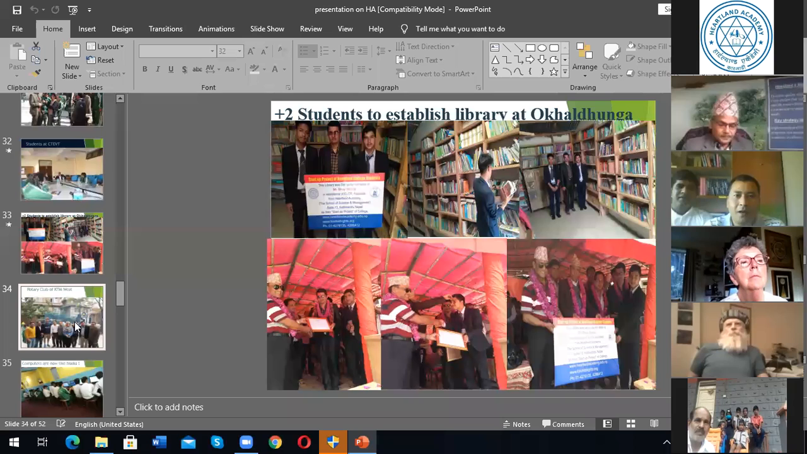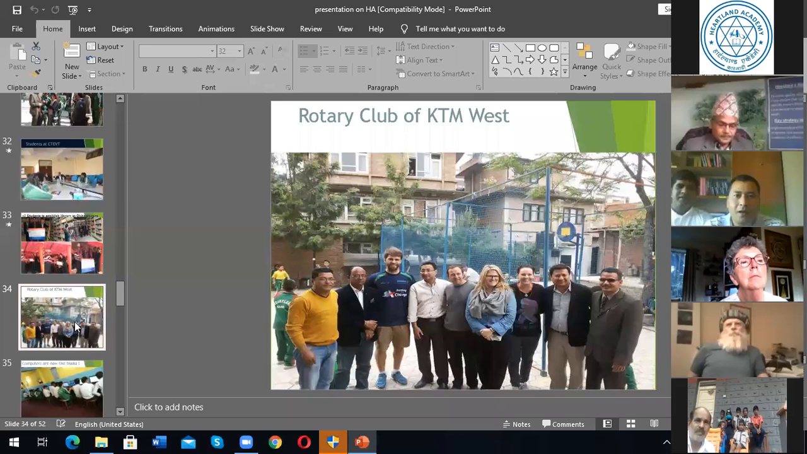This is the Rotary Club of Kathmandu West, and we have a partnership with Rotary Club also. They support our college especially, and Ramsar is here too. I'm back to talk about the same point, Rotary Club of Kathmandu West. We have Rotary International, and Rotary International coordinates with Rotary Club of Kathmandu West, and they both support each other to promote quality education at Heartland.